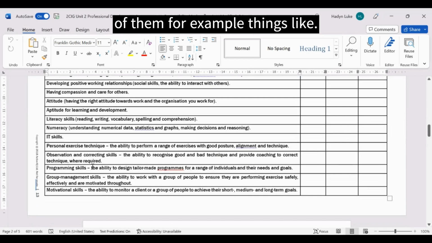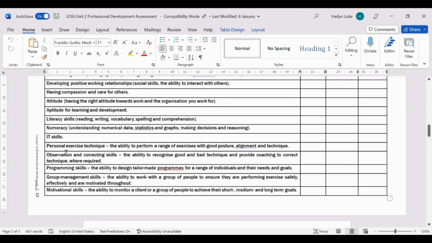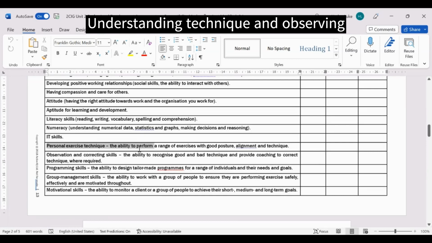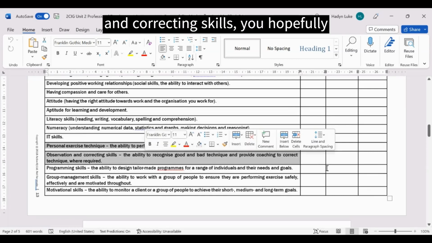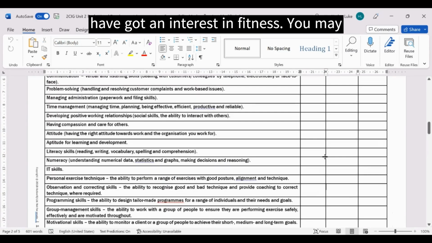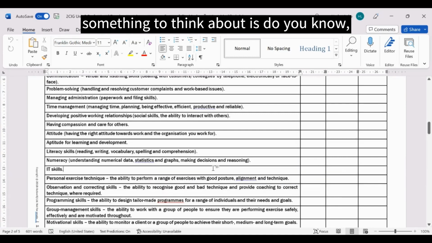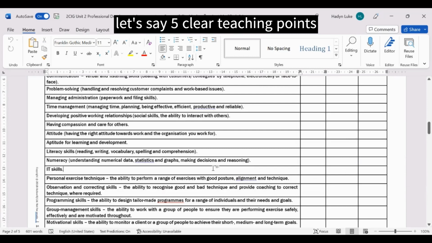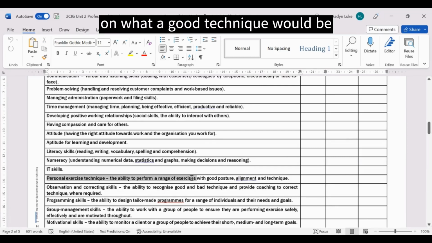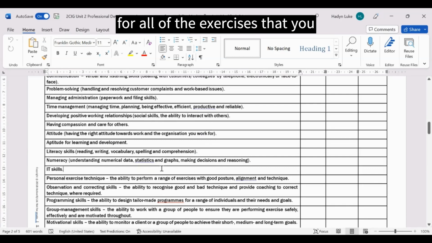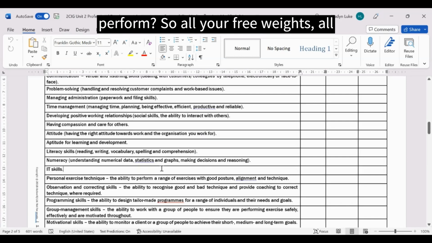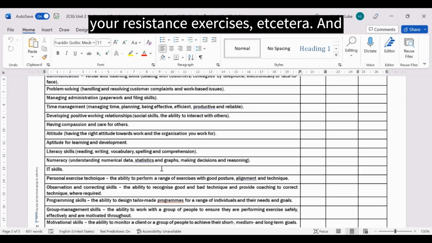Now, some of them, for example, things like understanding technique and observing and correcting skills. You hopefully have got an interest in fitness. You may think this is quite high. I suppose something to think about is, do you know, let's say, 5 clear teaching points on what a good technique would be for all of the exercises that you perform? So all your free weights, all your resistance exercises, etc.